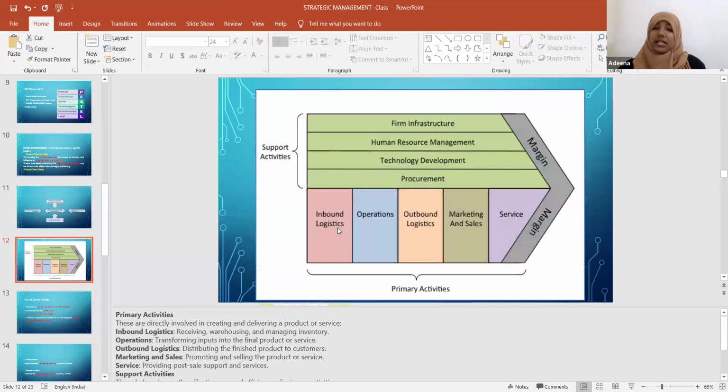So this is the basic structure of the value chain model. I hope you can see the screen. All right. In the value chain model, we can divide the activities into primary activities and secondary or subsidiary activities. Primary activities include inbound logistics, operations, outbound logistics, marketing and sales, and services. Inbound logistics means receiving, warehousing, and managing the inflow of raw materials.